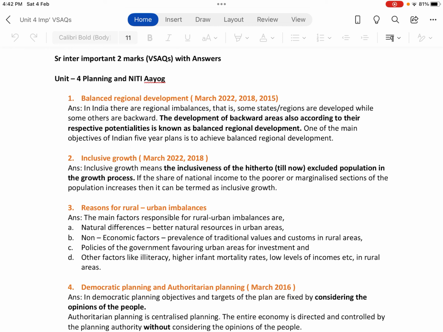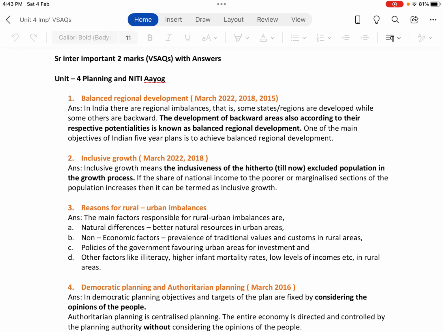So balanced regional development, the answer is in India, there are regional imbalances. That is, some states or regions are developed while some others are backward. Some of the areas are developed and other areas are not developed. So the development of backward areas also according to their respective potentialities is known as balanced regional development.